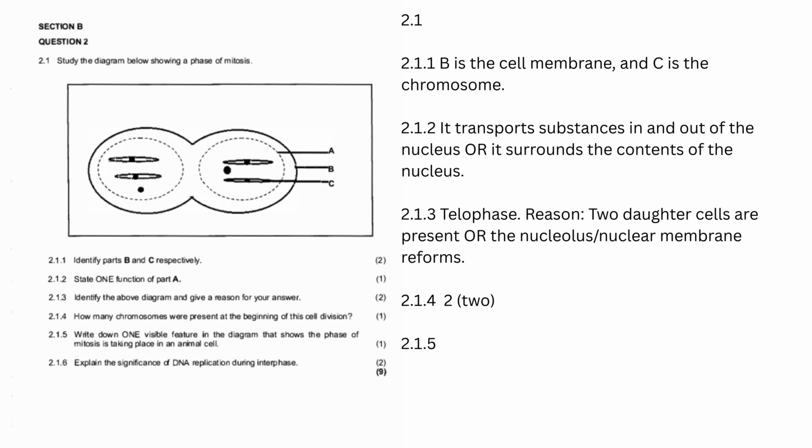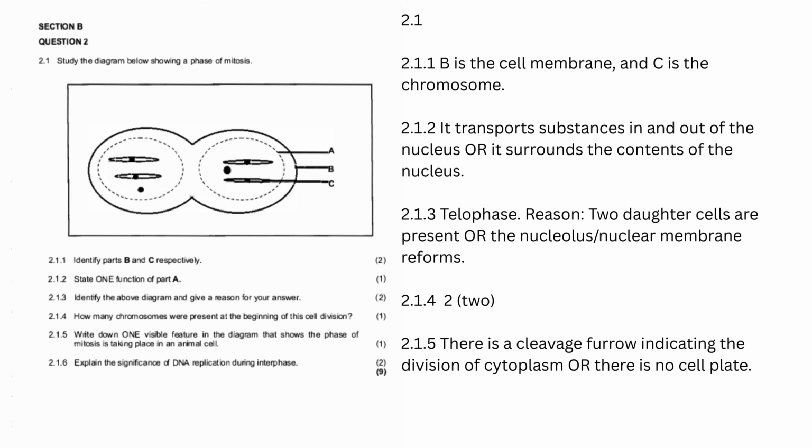2.1.5 writes down one visible feature in the diagram that shows the phase of mitosis is taking place in an animal cell. So write down one feature that tells us that this process is happening in an animal cell. The answer is there is a cleavage furrow indicating the division of the cytoplasm, or there is no cell plate, okay? So you can give one answer that there is a cleavage furrow indicating the division of the cytoplasm, or you can just say there is no cell plate.